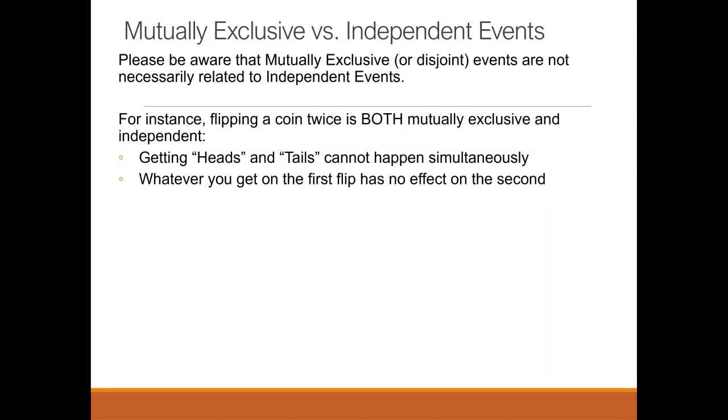So let's look at an example. Let's suppose a coin is flipped twice. That's both mutually exclusive and independent, right? It's mutually exclusive because you can get heads or you can get tails, but you can't get both at the same time. And it's independent because if I flip the first coin, the second coin flip has no bearing from the first coin flip, right? Everybody's okay with that?